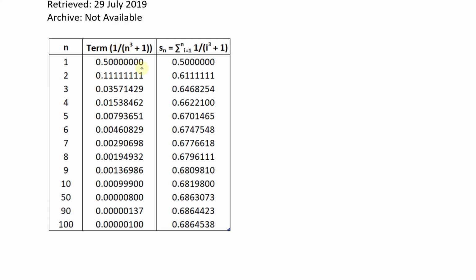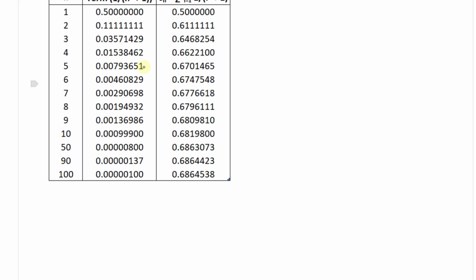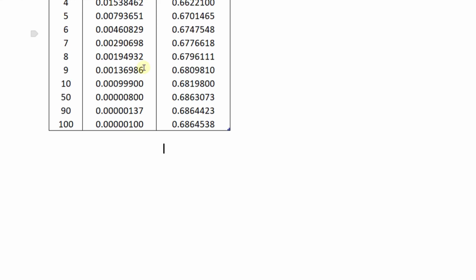And then you add this up. The next term will be 0.111. Then you can add those up, 0.5 plus 0.111 equals this. Then this one plus this term gets to this, and so on. And when you sum these all up from i equals 1 up to n, we get all the way up to here, 0.6864538.